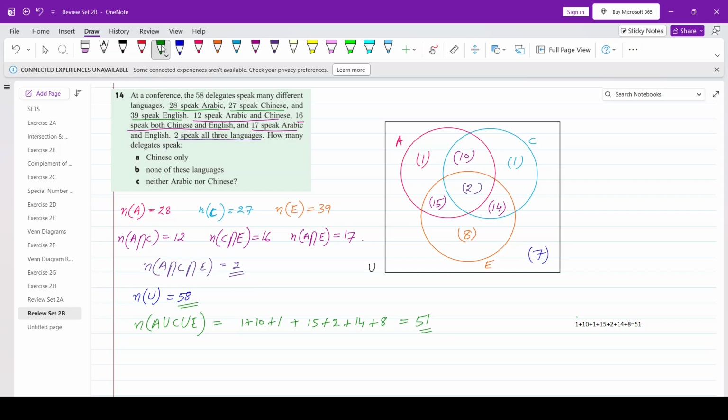Now the question says, how many delegates speak Chinese only? So Chinese only is 1. How many delegates speak none of these languages? That is 7. Neither Arabic nor Chinese. That is going to be 8 plus 7. And this is our answer.